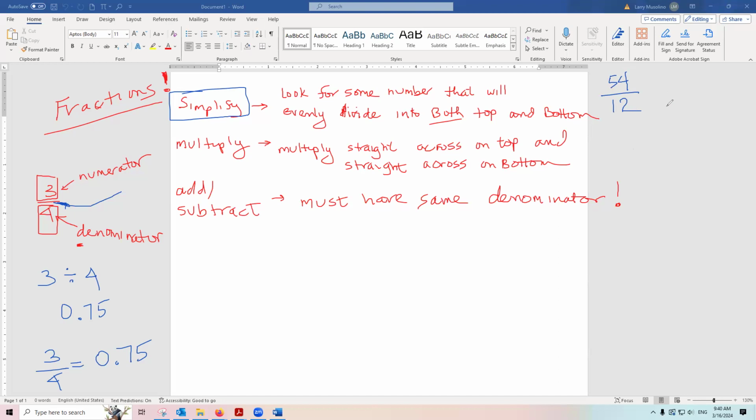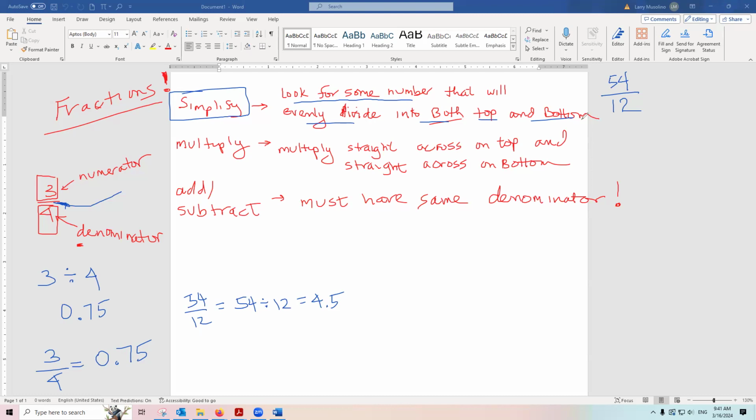Now, if I was going to work this out on a calculator, 54 divided by 12 turns out to be 4.5 in decimal. All right, here's how you simplify a fraction. It says, look for some number that will evenly divide into both the top and bottom numbers. So I'm looking for some number that might evenly divide into both 54 and 12. And when I do this, I'm looking for the largest such number I can come up with.